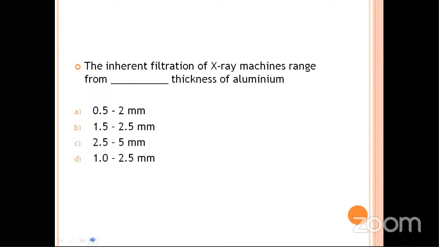The inherent filtration of X-ray machine ranges from dash thickness of aluminium. Okay, 0.5 to 2 mm inherent filtration. So remember that when I told you about the filtration part, there are 3 different types. Okay, inherent, added, total. Inherent is something which the machine inherits. Added is something which you add according to the KVP. Total is one which is a combination of inherent and added filtration. So the inherent filtration of X-ray machine, normally it is 0.5 to 2 mm.